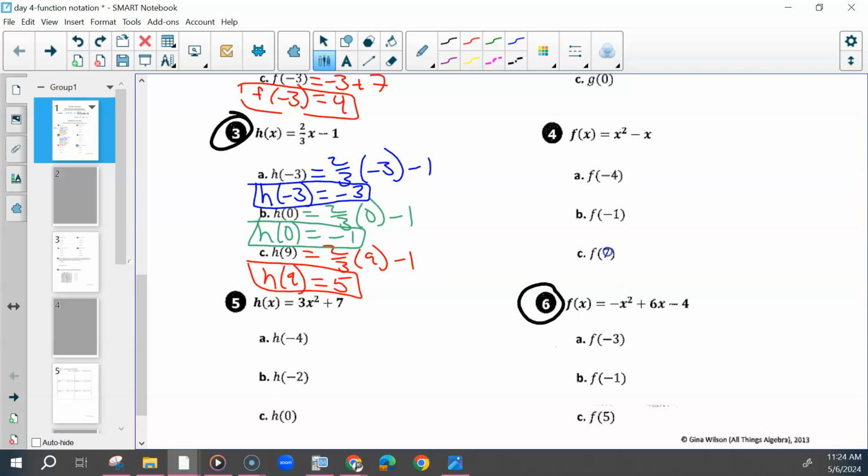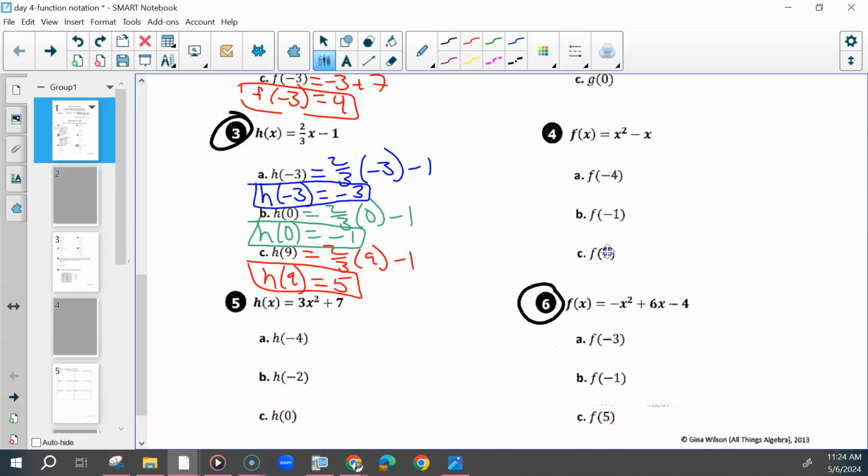That's just the function that was given. This is the function. You're just putting this in for x. Okay, it's just evaluating it in a different format. Other questions on number 3?